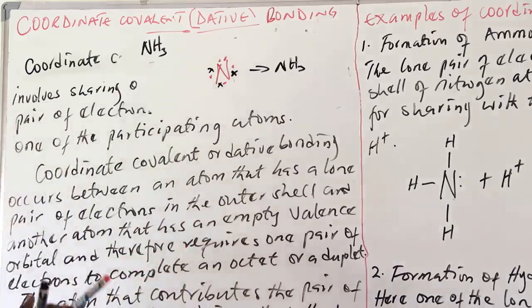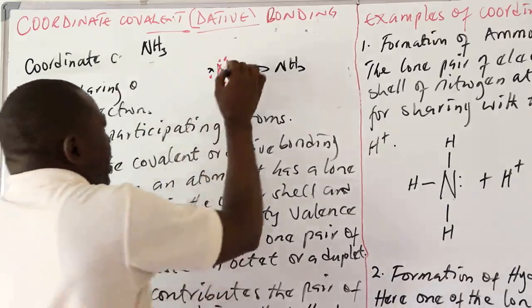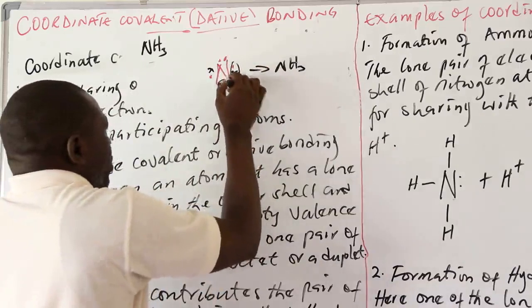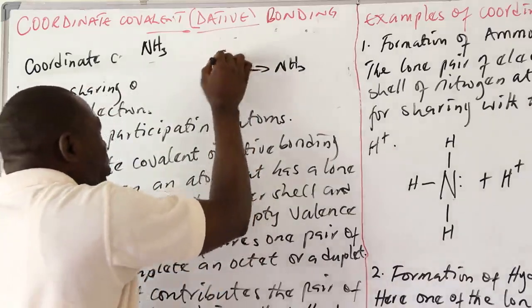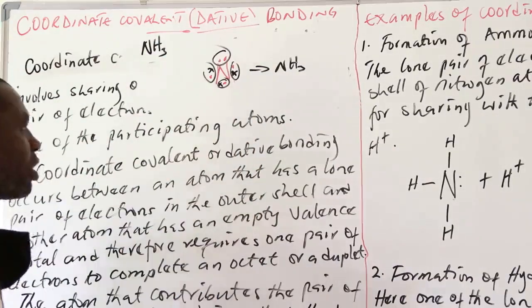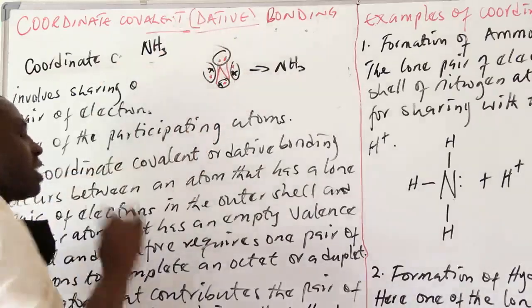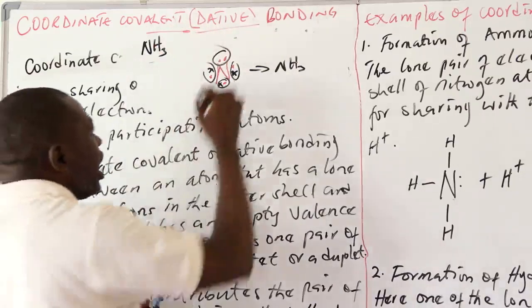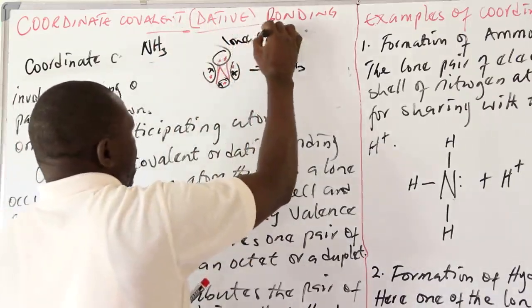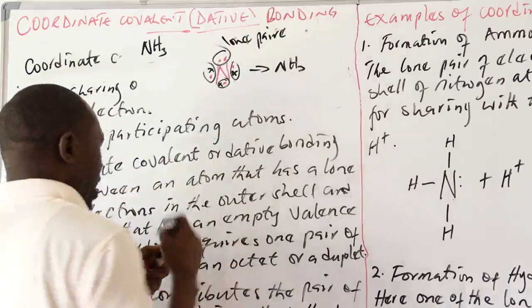Now if you observe, you will see that this one is shared. This one is shared. This one is shared. But this one is also a pair of electrons, but it's not being shared. Okay, it's only nitrogen that has it. So this one we call a lone pair. That's what we call a lone pair of electrons.